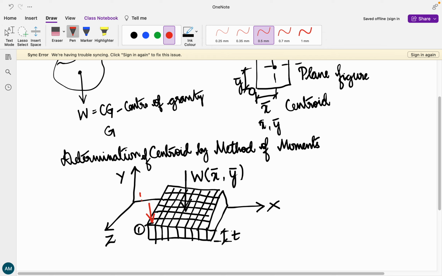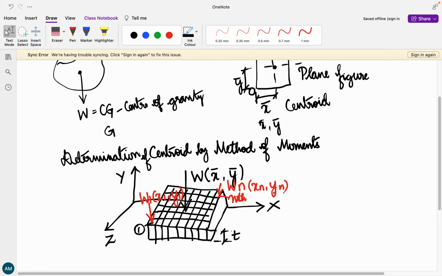Let me consider this first piece, piece 1 over here. Let us call the weight of that piece W1, and let us say it is at the point x1 comma y1. Similarly W2, x2 comma y2, and so on. The last piece, let me call it the nth piece, has a weight of Wn and is present at xn comma yn.